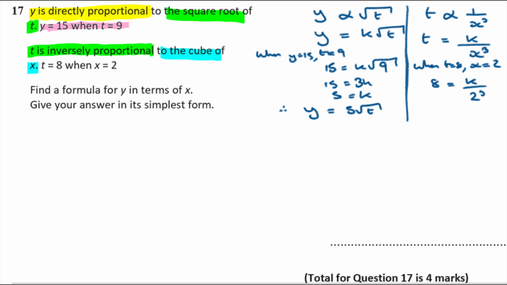cubed. Well, 2 cubed is 8. 8 times 8 is 64. So that tells me that k is 64, and therefore t is equal to 64 over x cubed. Okay, so now I've got two equations.